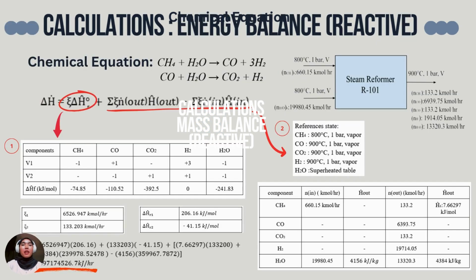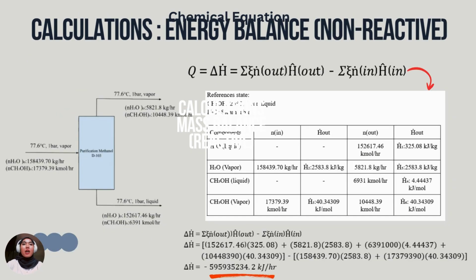For the energy balance of the reactive components, we get the data 89717452.6.7 kJ per hour. However, for the energy balance of the non-reactive components, which is the methanol purification, we can calculate it from the inlet and outlet enthalpy table. So we can get the delta H, which is negative 5959,35234.2 kJ per hour. Now we will pass it to Najmuddin.